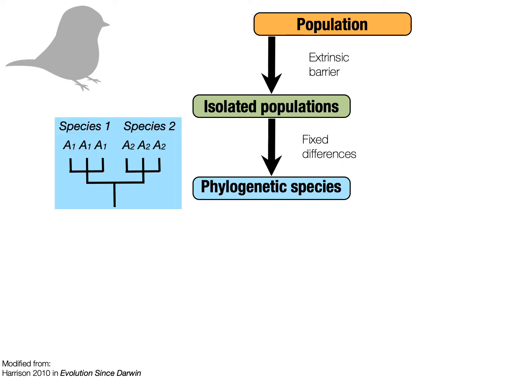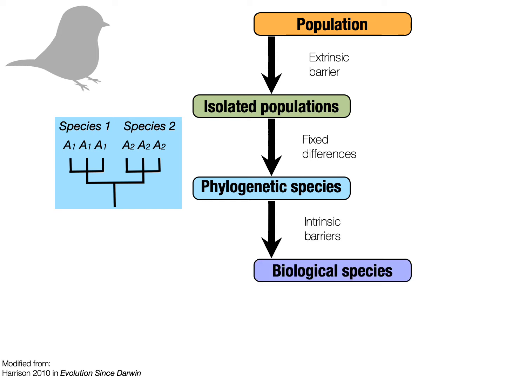At some point during the divergence process, you might sample a specific region of the genome, denoted here on the left as a phylogeny, and you might find that species 1 differs from species 2 at that site, but maybe not at other sites in the genome. Maybe in other places they're still similar. We could consider this to be phylogenetic species.